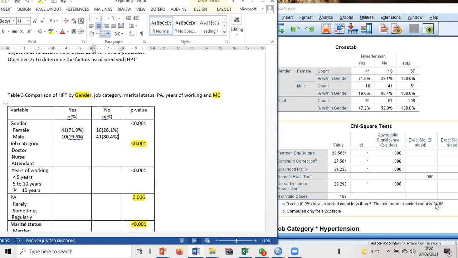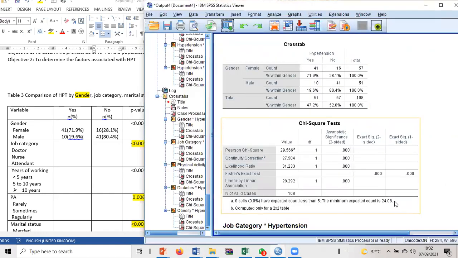What about the assumption? Is it met? The minimum expected count, is it more than 1? Yes. Sample size more than 100? Is sample size small? Ignore the p-value here. Is it 2 by 2? Yes. Small sample size, then you take this value. But here, large sample size can still refer to this value.